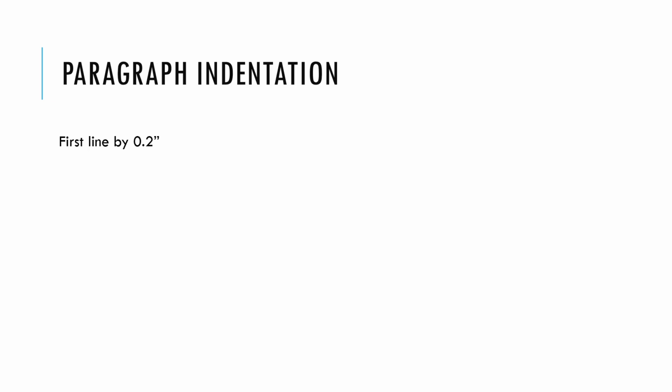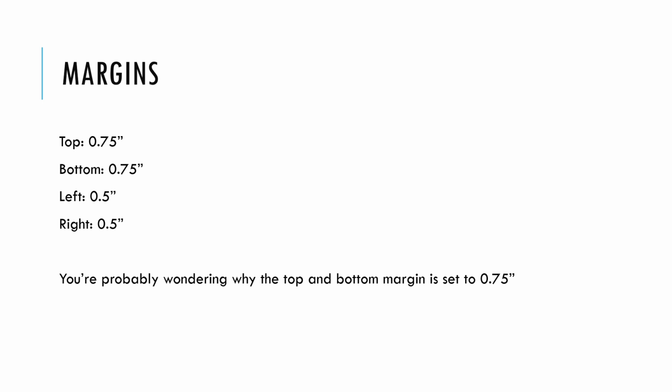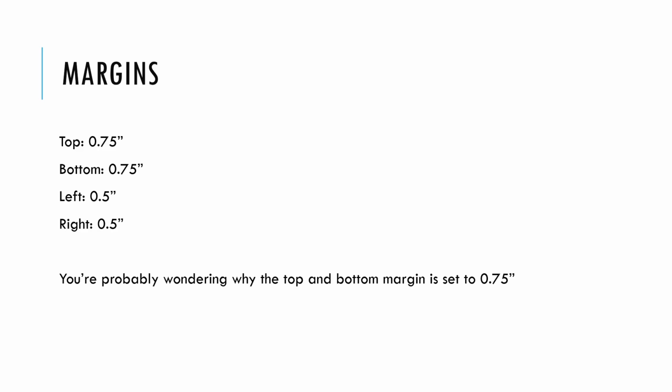In establishing my guidelines, I am going to have a paragraph indentation of 0.2 inches for the first line. For my margins, I'm going to have a top margin of 0.75 inches. The bottom margin is also set to 0.75 inches. Left and right margins are going to be set at 0.5 inches. You're probably wondering why the top and bottom margin is set to 0.75 inches. That is because I want to accommodate for the header and the footer, where I will have the title of the book and the name of the author. The footer would include the page numbers. So that is why I have set the margins to 0.75 for the top and the bottom.